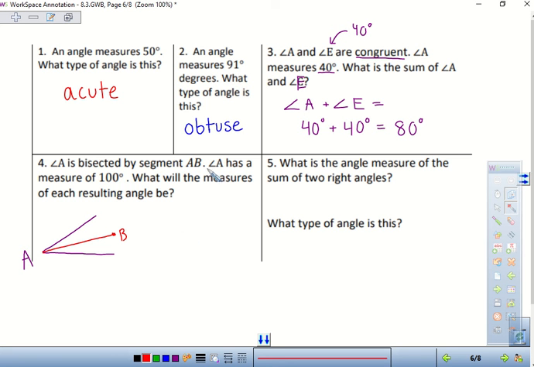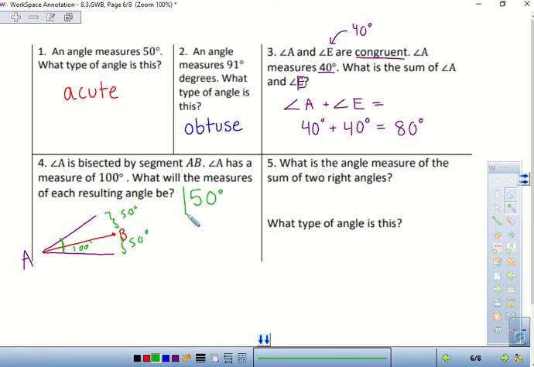So, we have angle A bisected by segment AB. Angle A has a measure of 100 degrees. So, this whole entire angle's measure is 100 degrees, the whole thing. So, what would be the measure of each resulting angle? Good. So each one of these would be 50 degrees, right? If the whole thing is 100, then each one will be 50.